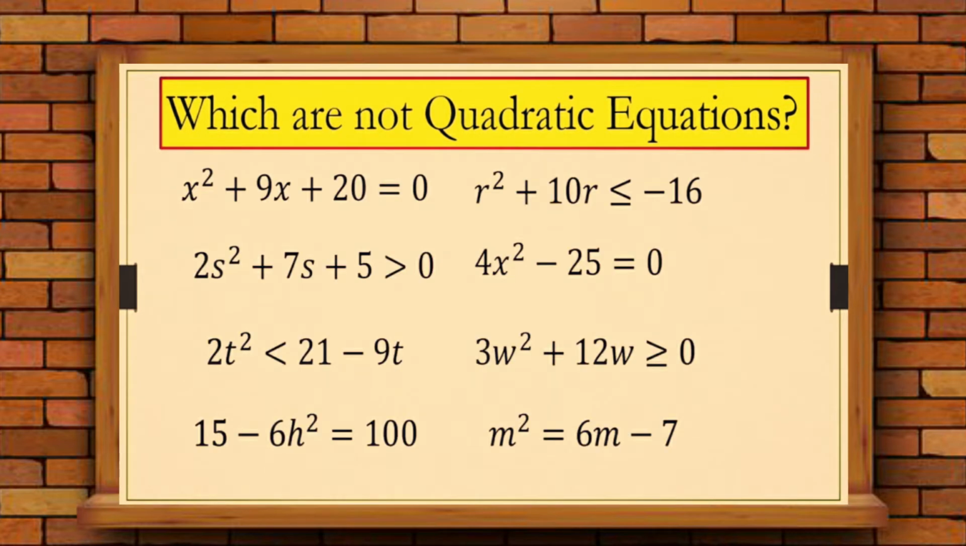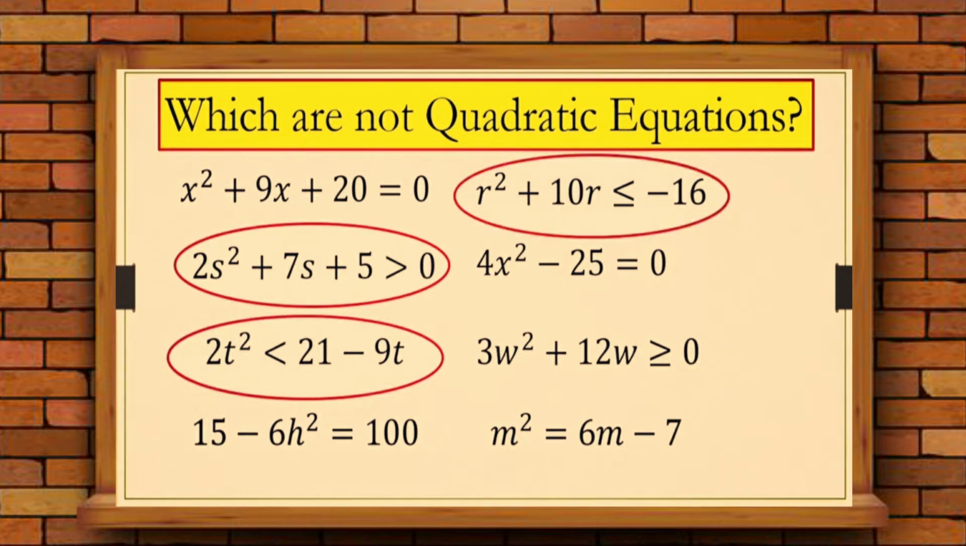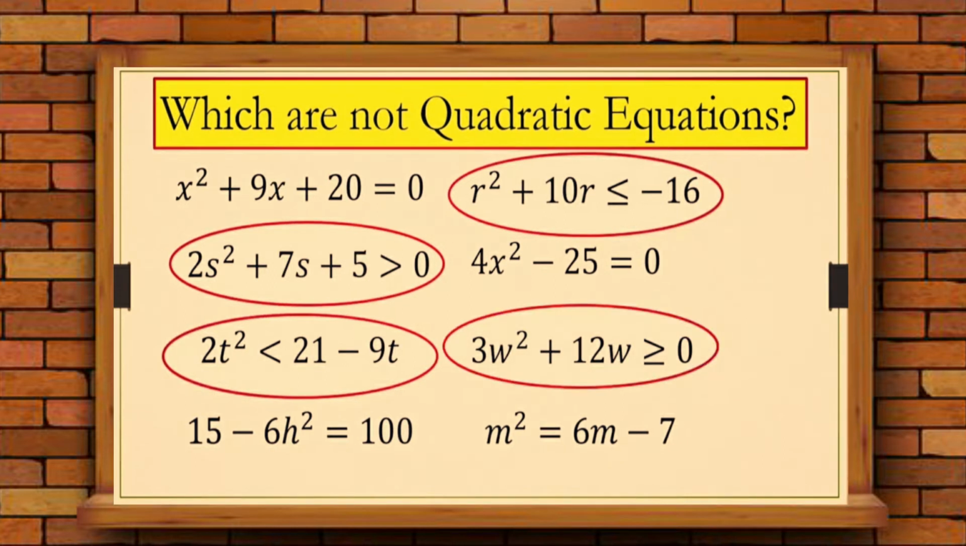So I have here mathematical sentences and we will identify which are not quadratic equations. Okay, another. This one. And this one. These highlighted equations are all examples of quadratic inequalities. So what do you think quadratic inequalities are?